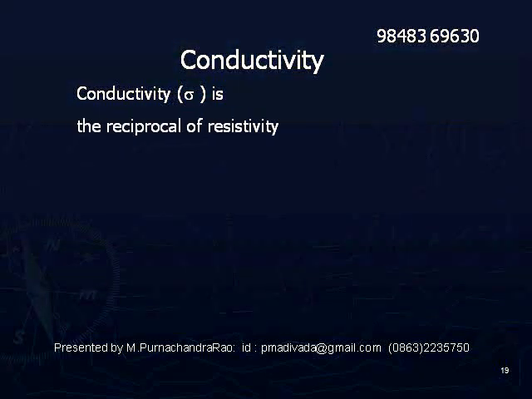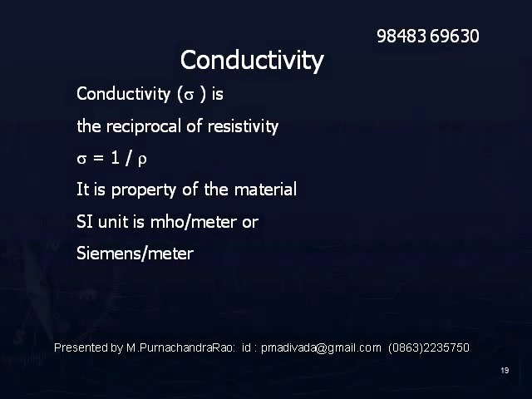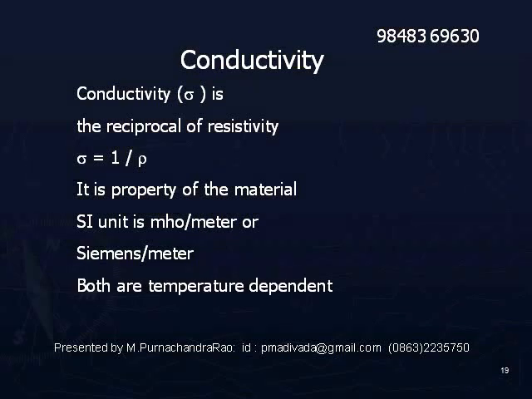Then let us define conductivity. It is defined as the reciprocal of resistivity. Reciprocal of specific resistance or resistivity is defined as conductivity. Conductivity is also a property of the material. The SI unit of conductivity is mho per meter or Siemens per meter. Both conductance and conductivity are temperature dependent.